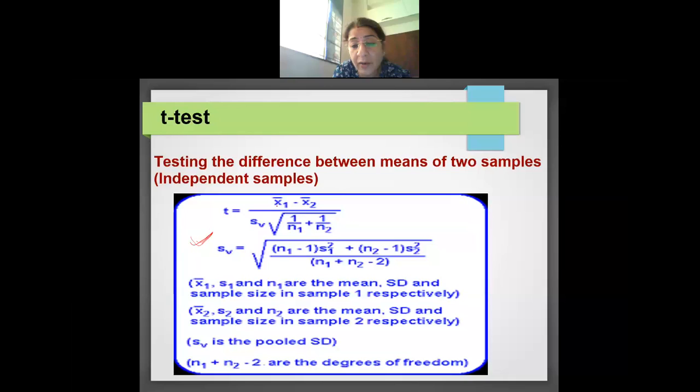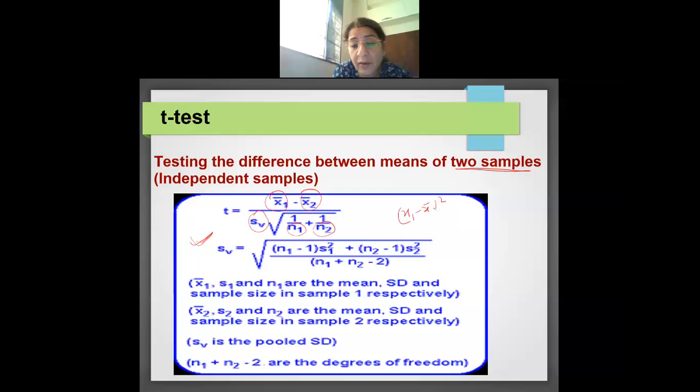The formula is x1 bar minus x2 bar. Now you are talking about two samples, so you have the mean of one sample, the mean of the second sample, the number of observations in one, the number in two, and SV is your standard deviation. Two-sample standard deviation can be calculated like this. Standard deviation is always the value minus the mean, whole square, divided by the number of observations minus 1.